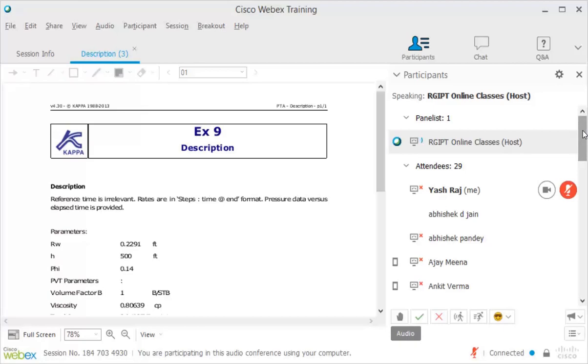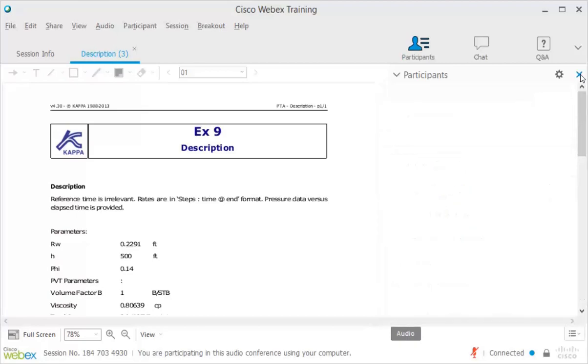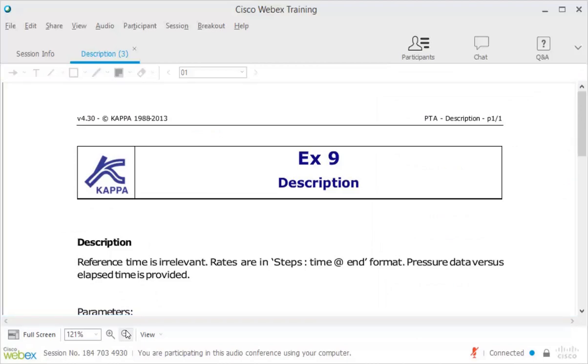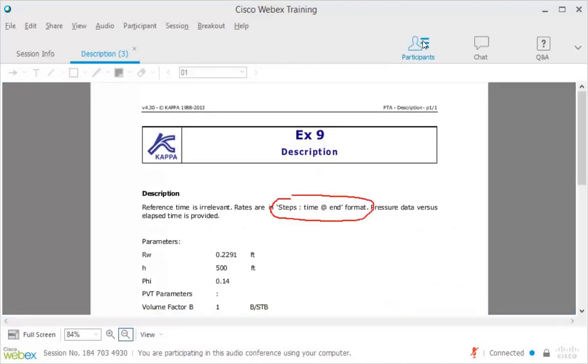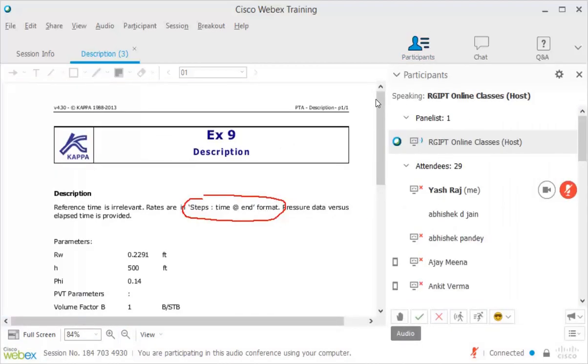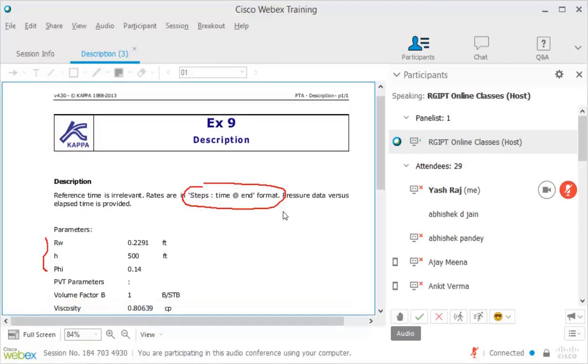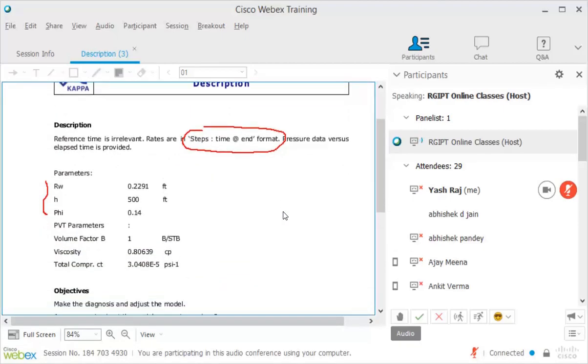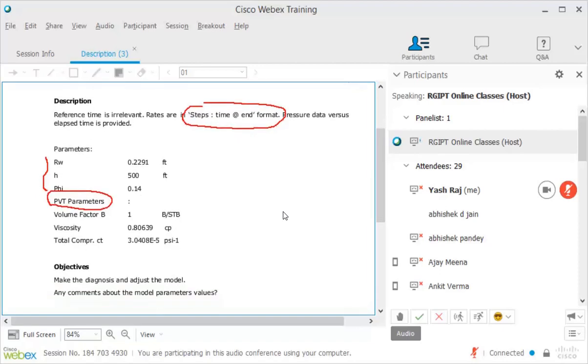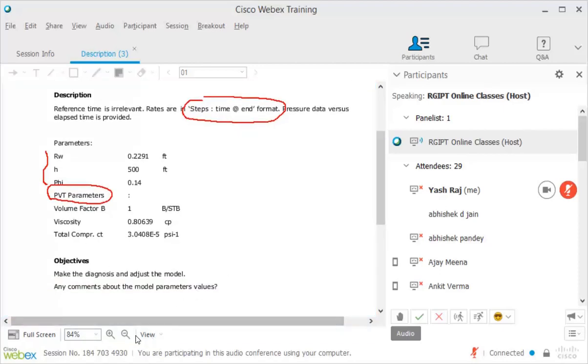Rate is actually given in steps at time at end format, and then these are the values given. But here one more change is there. This time PVT parameters will not be considered as default, so these values are given to us.